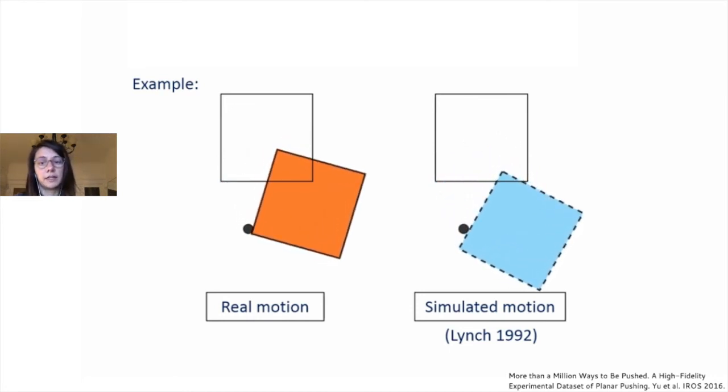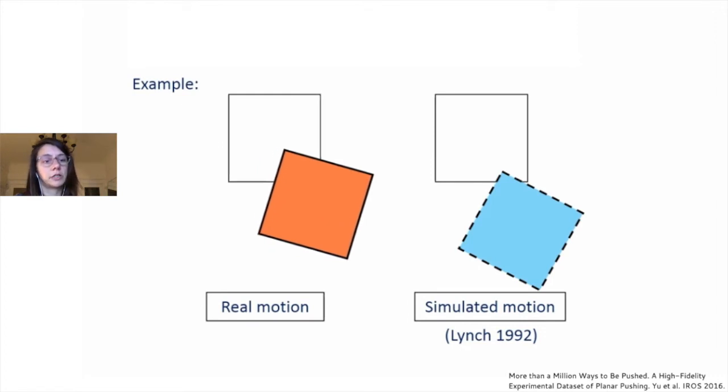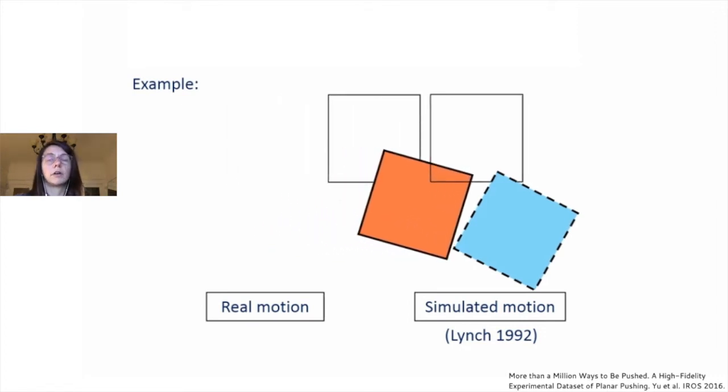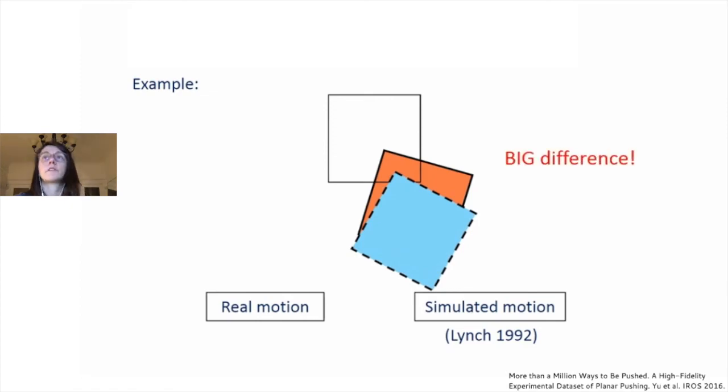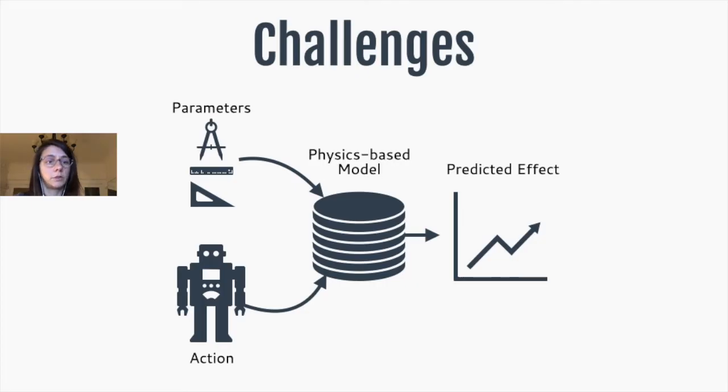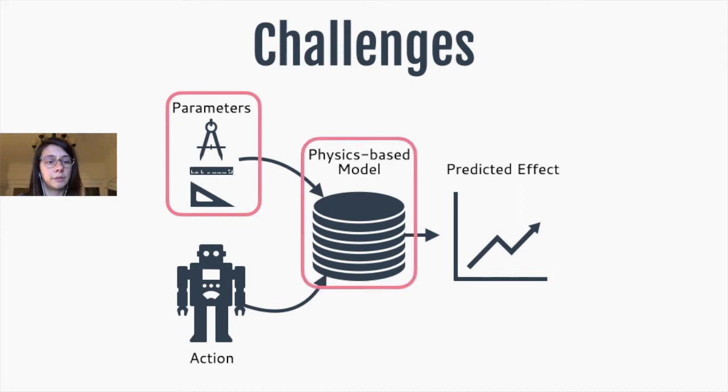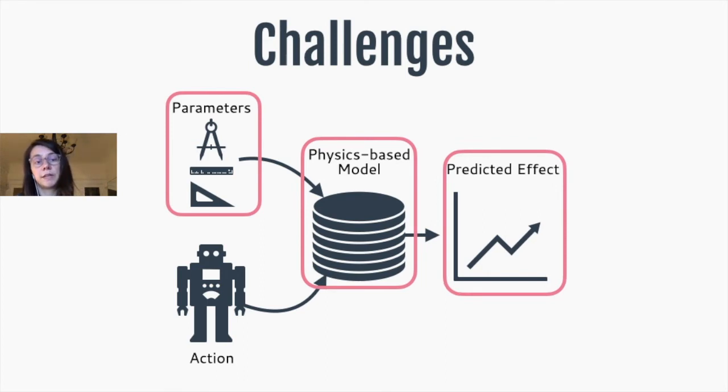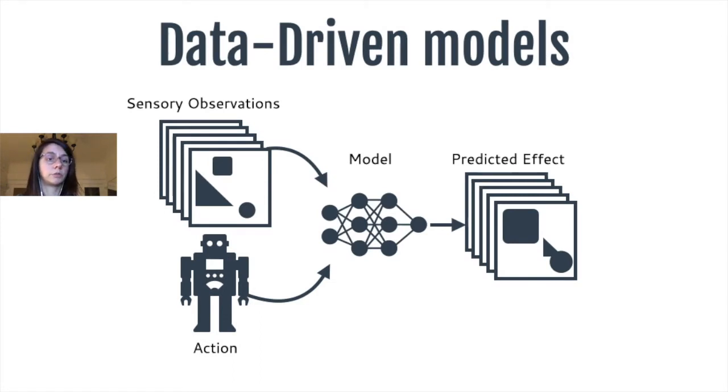So here you see the outcome of the real system on the left and the outcome as predicted by the analytical model on the right in blue, and there's quite a big difference. So the problem with applying these physics-based models is that we don't necessarily have access to the real values of the state or model parameters. The models are typically approximate, and they may be very expensive to compute, and they may not reflect the stochasticity of the real world. So recently people have turned more to purely data-driven models.